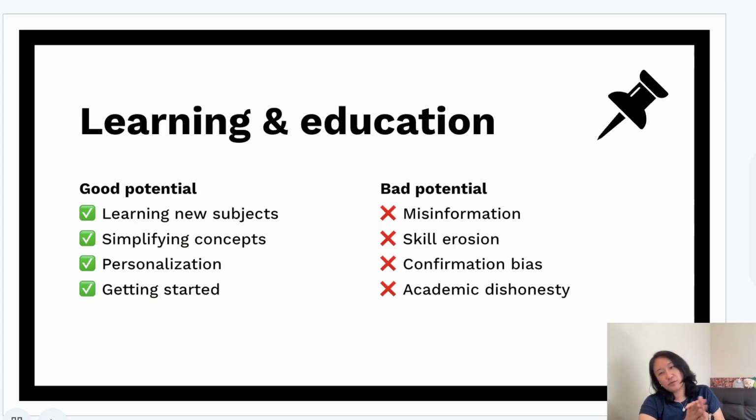You may also erode skills. Now, this is debatable. Can you erode skills that you don't already have? Probably not. But if you're always relying on a machine to help you learn, you may lose some of those abilities to learn on your own, to find that information on your own, to synthesize data and come up with your own process. Some of that gets lost when there's an over reliance on digital tools like Gen AI.